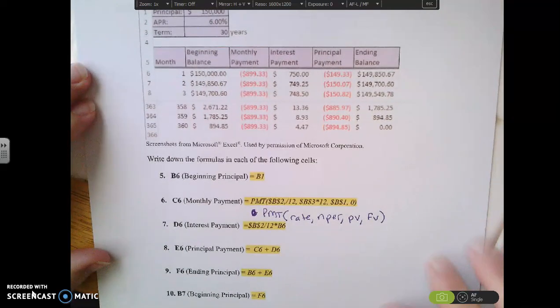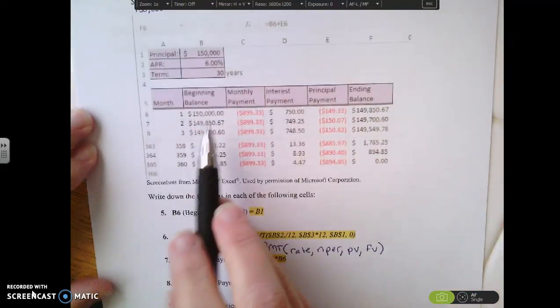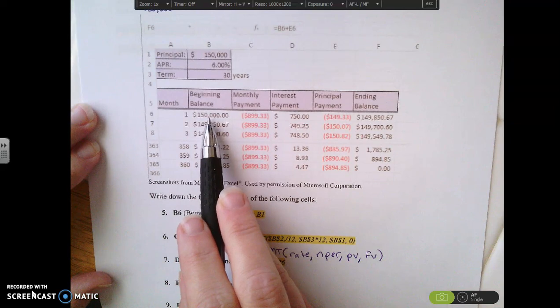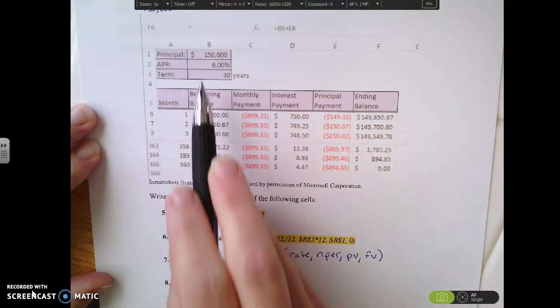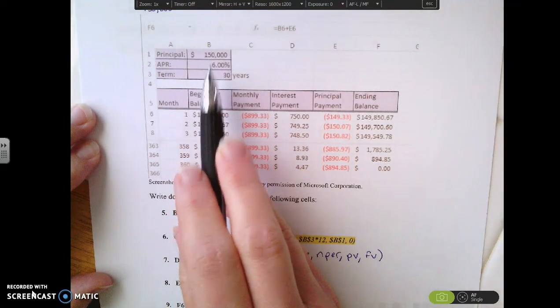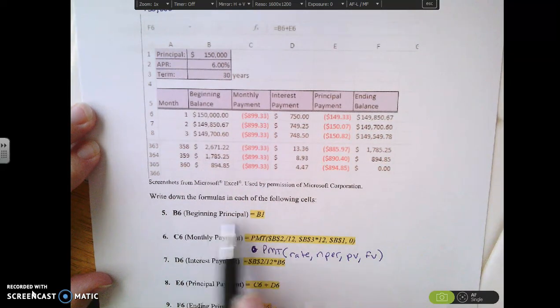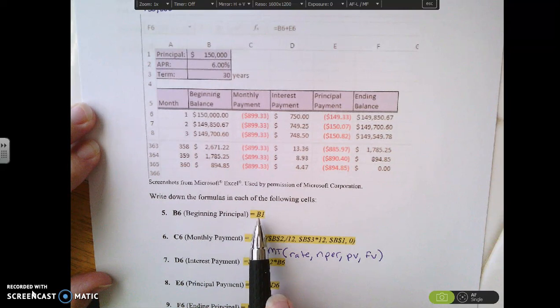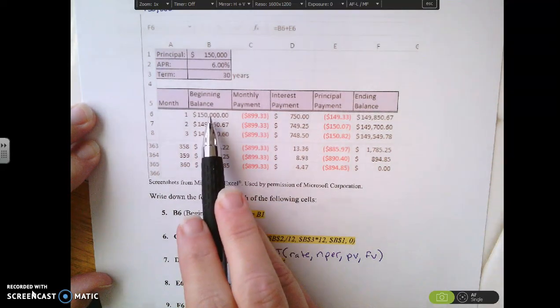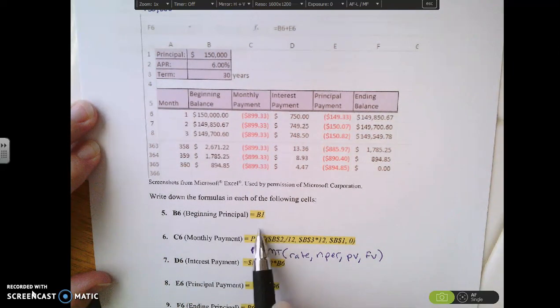So here they're asking you, what would go in cell B6? What would go in cell B6? We're going to take whatever value we type up here, and that's going to go in cell B6. Whatever's in B1 is what's going in B6. So what we would type right here in cell B6 is the equation equals B1.